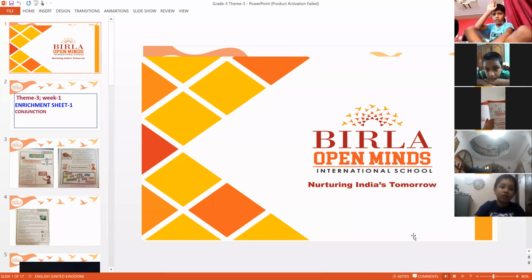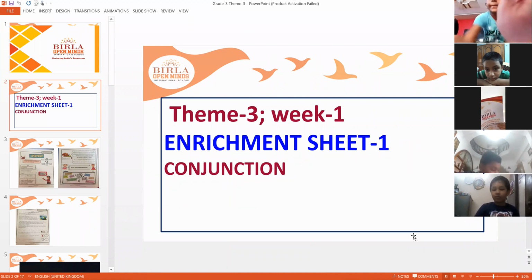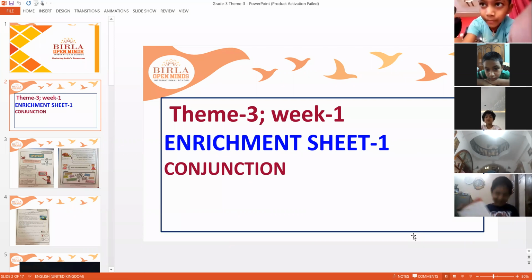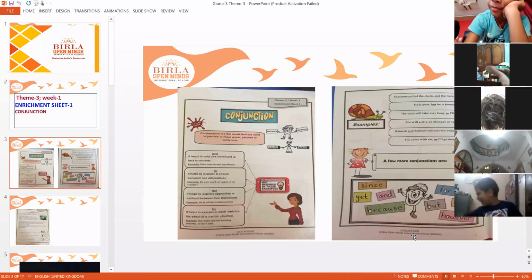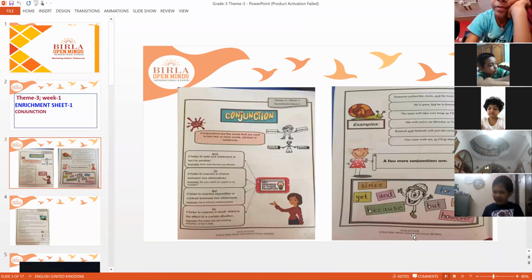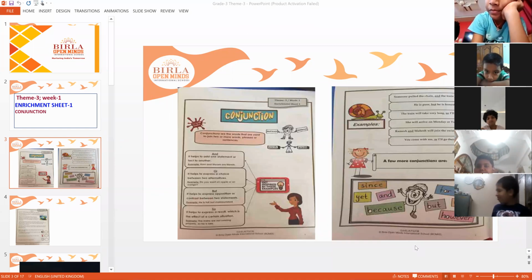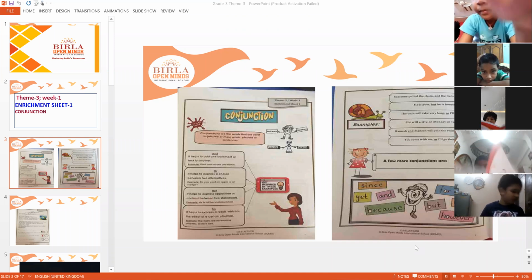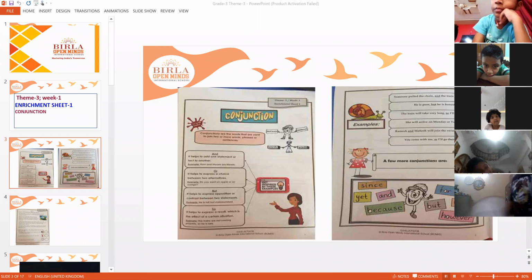Okay, so today we are going to discuss conjunctions. In our previous class, we discussed "and" and "because", how to use them to join two sentences or phrases. And today we are going to see some more conjunctions. You can see your course book, page number 1.